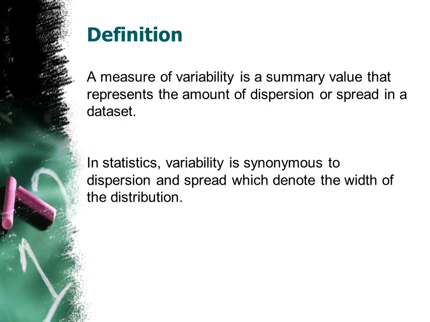So the formal definition of variability is given in this particular slide, and I will read. It is a measure of variability if it is a summary value that represents the amount of dispersion or spread in a data set as represented a while ago by the graph. How scattered are the scores? How spread out is the data? So the more scattered, the more spread out it is, the worse it is compared to the data set whose values are closer together. In statistics, variability is synonymous to dispersion and spread, which denote the width of the distribution. And this particular measurement is not captured by the central tendency.